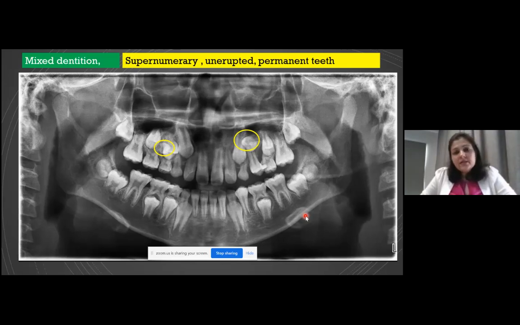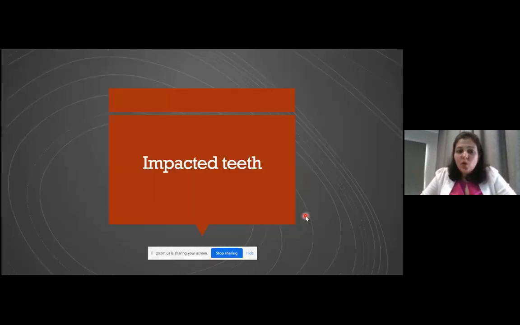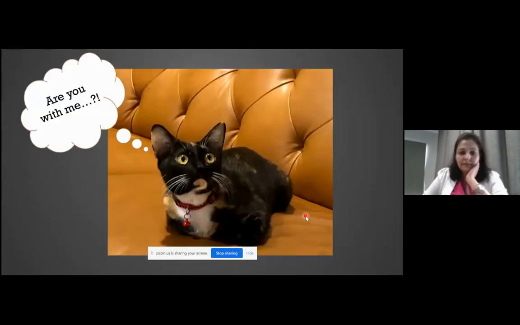Okay, so keeping this in mind, let's move on and look at some impacted teeth. Like we discussed in the indications, a panoramic radiograph is a really important tool to locate the position of impacted teeth.